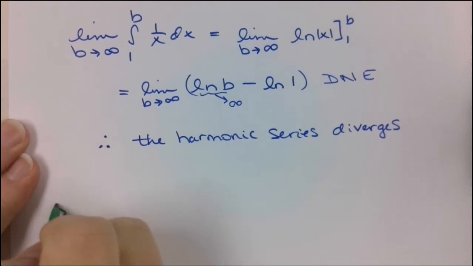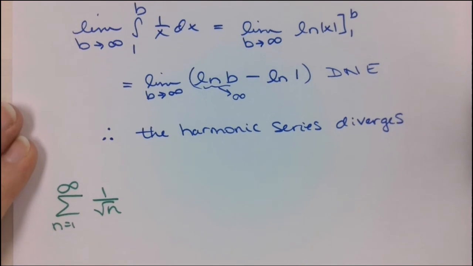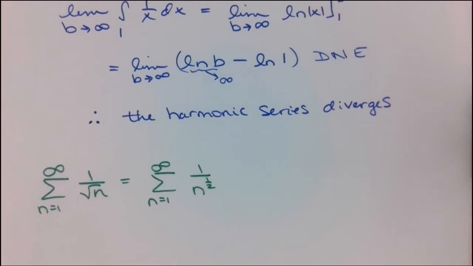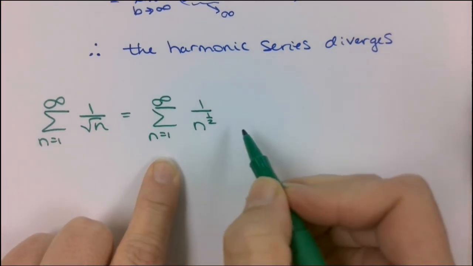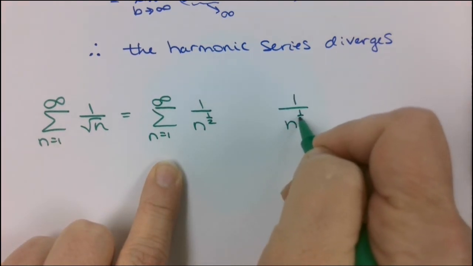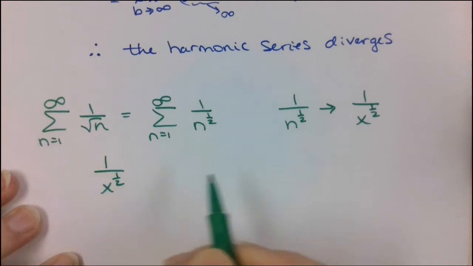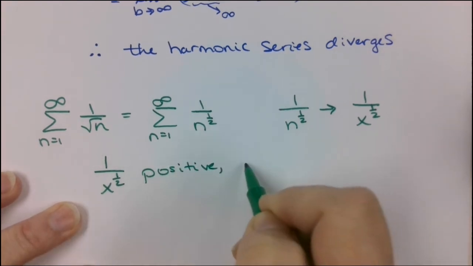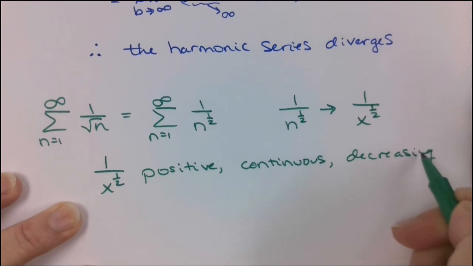So now I'm going to consider 1 over the square root of n. If I want to write that as a p-series, I would write it as 1 over n to the 1 half. And again, we're going to use the integral test to determine if this series converges or diverges. So 1 over n to the 1 half, I'm going to rewrite it as 1 over x to the 1 half. And as long as x is greater than 1, this is going to be positive, continuous, and decreasing. It meets all the conditions for the integral test.